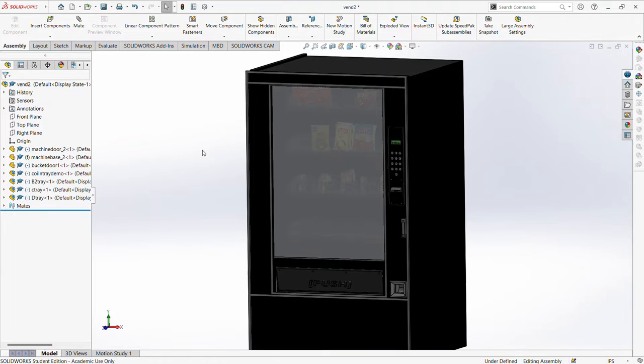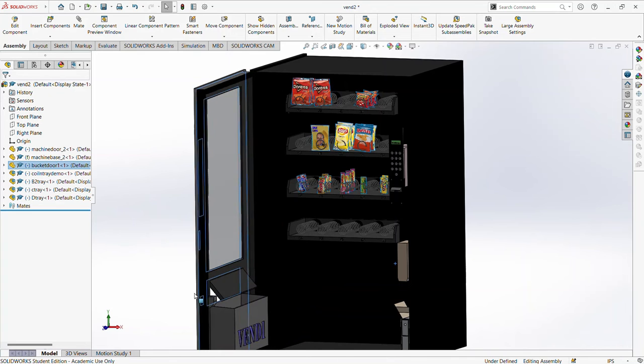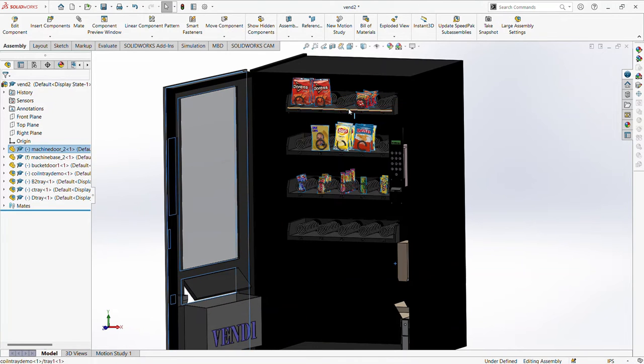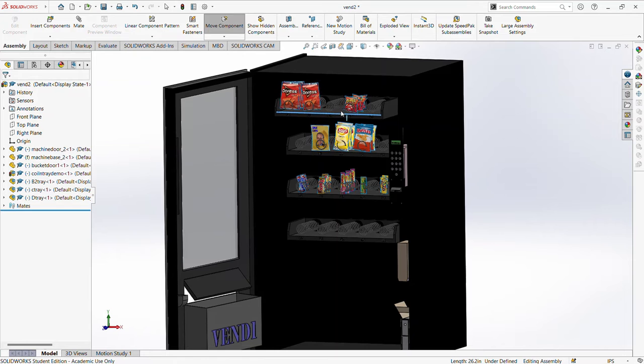Most of the difficulty came when I was trying to get the functional assemblies. I have two functioning doors and a path mate for the tray to swing out for servicing. I also tried to make each snack unique, giving off the vibrant variety vending machines are known for.